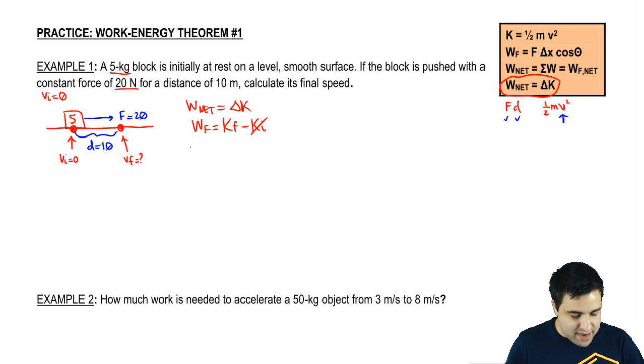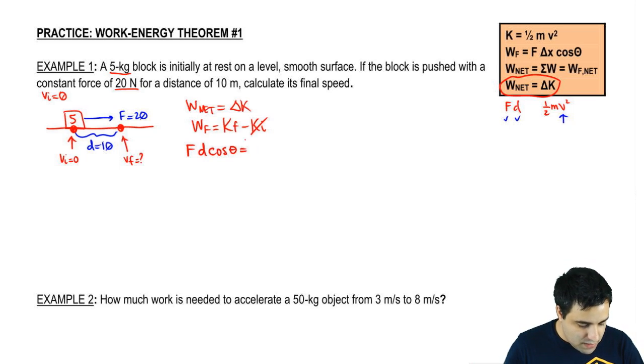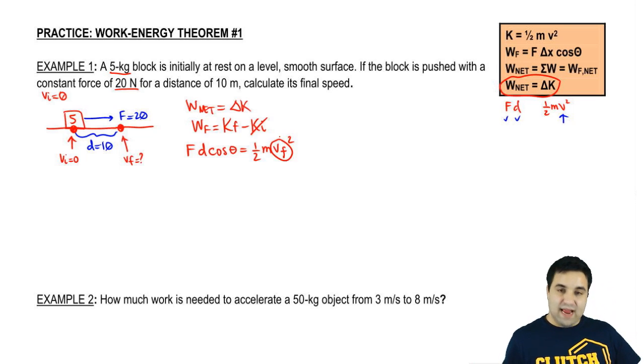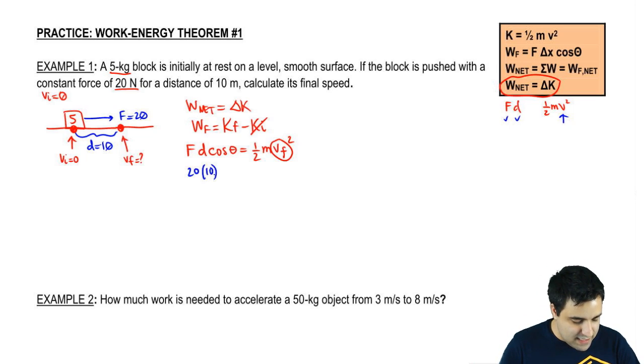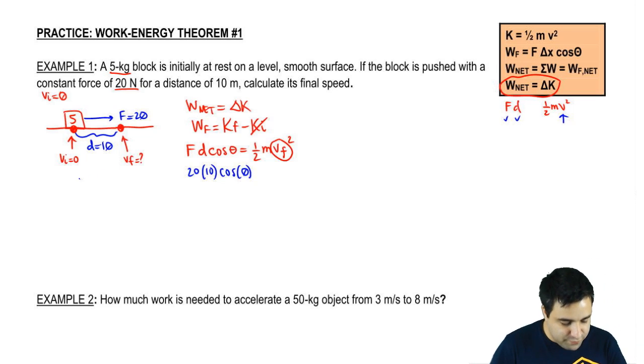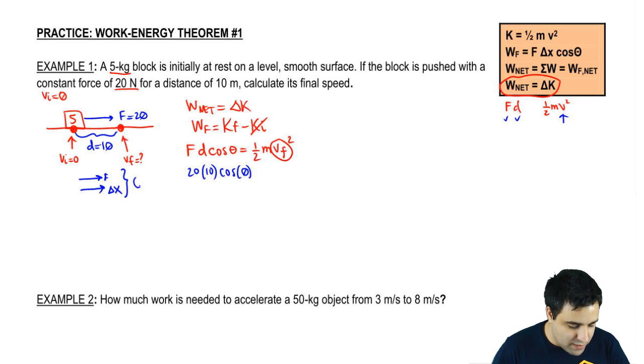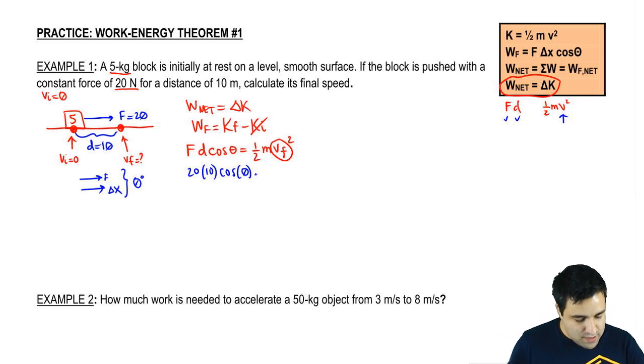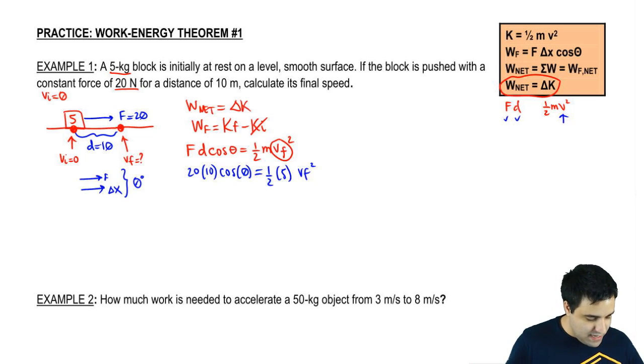Okay, the work done by F is F d cosine of theta equals K final, which is half mv final squared. V final squared is what I'm looking for, and I have all the other numbers. The force is 20, the distance is 10, the angle is 0. Remember that the angle here is between the force, which is this way, and the displacement, which is also this way. So the angle here is 0 degrees, and the mass is 5, and that's what we have here.